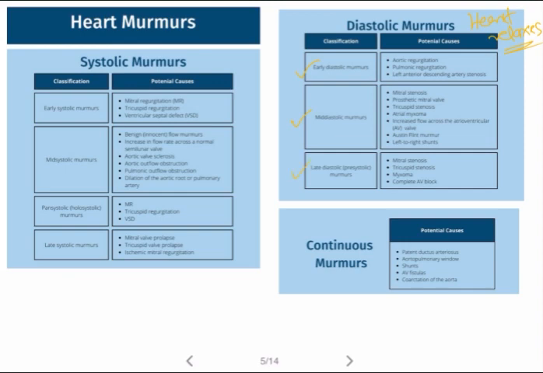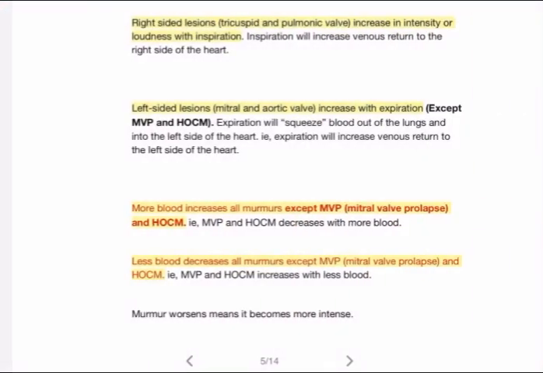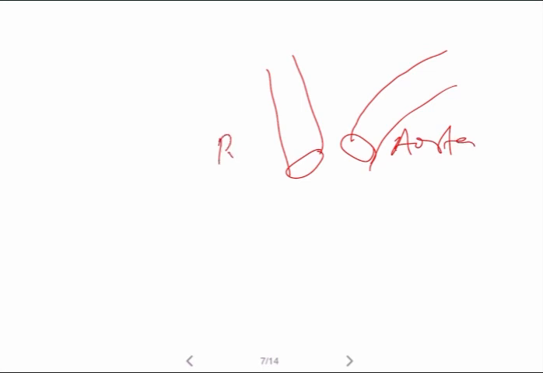Early diastolic are aortic regurgitation, pulmonary regurgitation and left anterior descending artery stenosis. I will consider these two as most important, aortic regurgitation and pulmonary regurgitation. Why? As I have told you before, the aortic and pulmonary are outflow tracts. So this is the aorta, and this is the pulmonary. During systole, we have a push forward for the blood to pass towards the systemic circulation, as well as the pulmonary circulation in the case of the pulmonary valve.